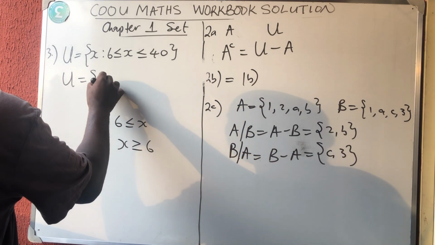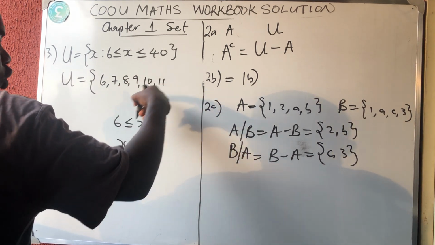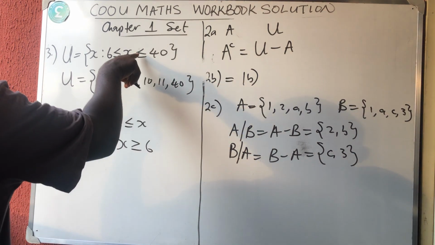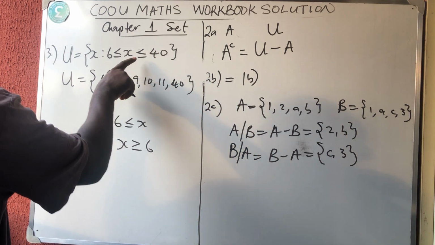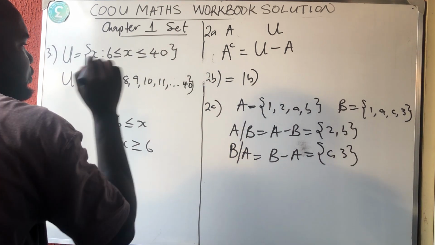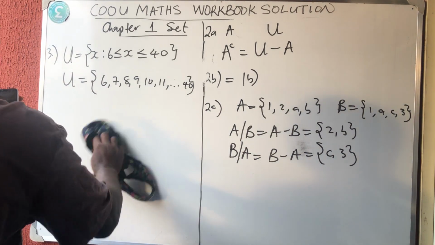So which is what? 6, 7, 8, 9, 10, 11. So continue till you reach what? That 40. Why did I stop at 40? They say that it is less than or equal to 40. So anything less than 40 or equal to that 40, 40. Okay? But complete your own, please. So that is that. That is the universal set.